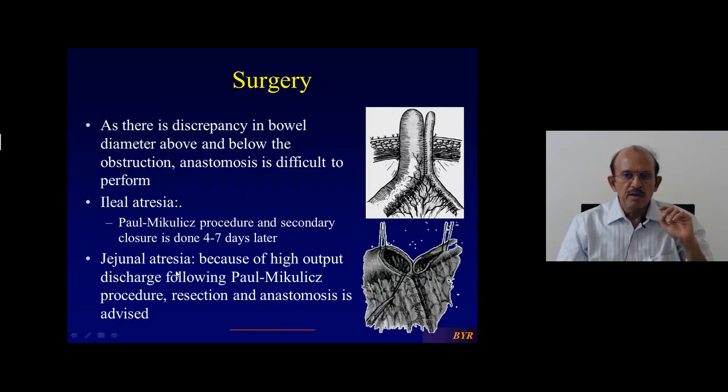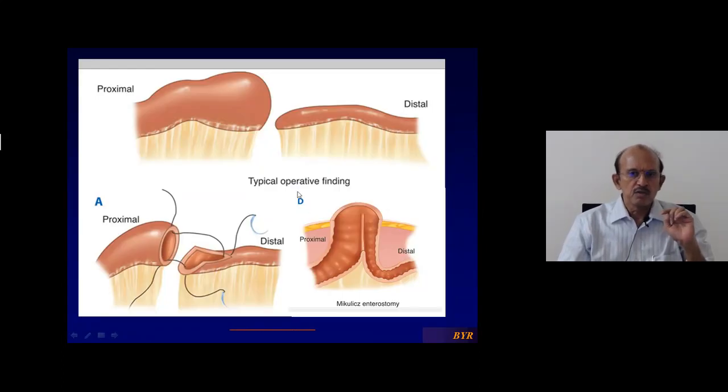For jejunal atresia, if you do Paul Mikulicz anastomosis, through the jejunostomy opening there will be loss of a lot of fluids, electrolytes, enzymes, causing a lot of skin excoriation. That's why the child cannot thrive. So what you do is end-to-end anastomosis by this method. You can see the distal segment opening is only this much. That's why you cut this border also. You cut the antimesenteric border so that its opening becomes almost equal to that of the proximal part, and you do the anastomosis.